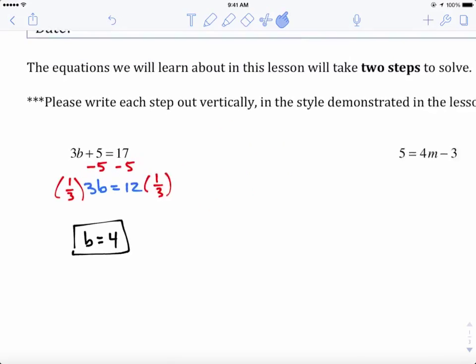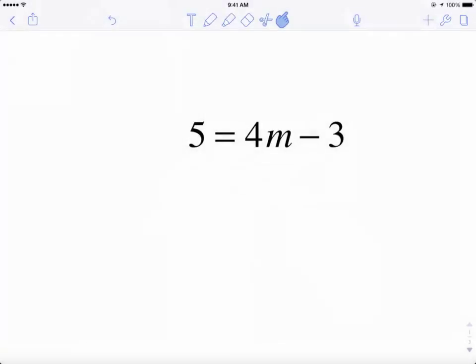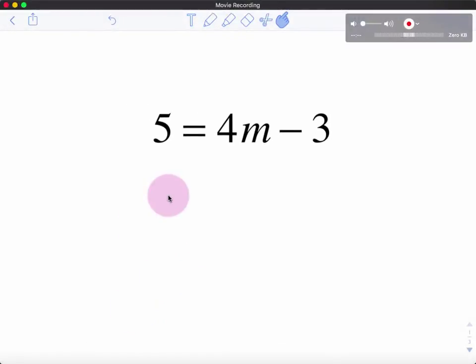Let's do a couple more. In the second example, we have 5 is equal to 4 times m minus 3. Well, I want to peel back the layers and get at this variable m here. So how are we going to do that? The first thing I do is add 3 to both sides of this equation. So we'll just have a 4m hanging out on one side.